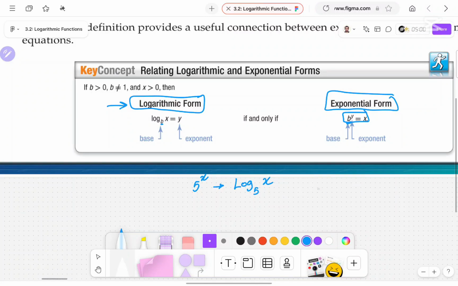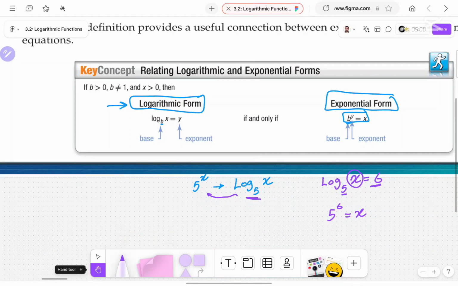Now, how can I convert from log to exponential? The same thing. For example, let's say I have log base 5 of x equals 6. The same thing happens. I take the base, which is 5, and the equal is 6, and that equals x. So this is how I can convert between exponential and logarithm.